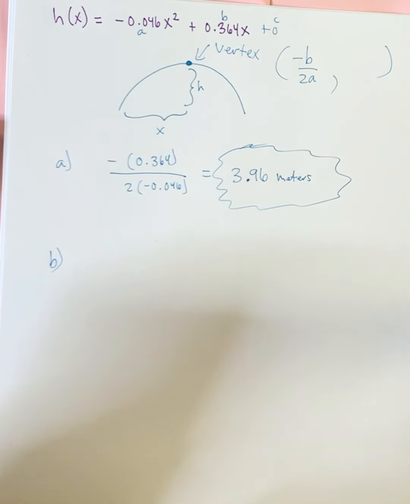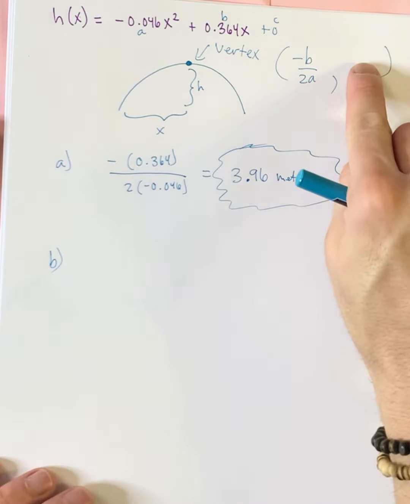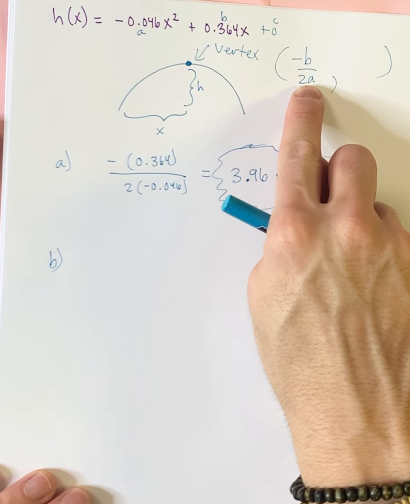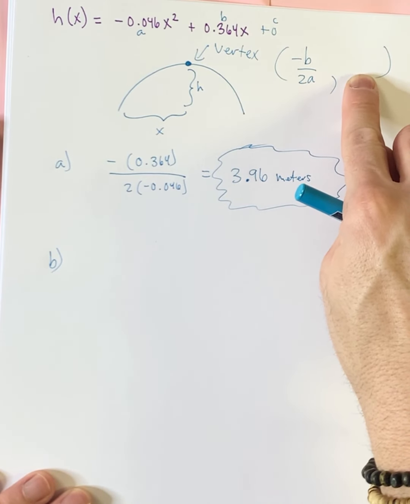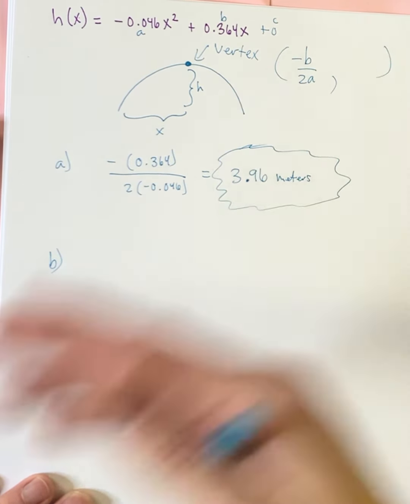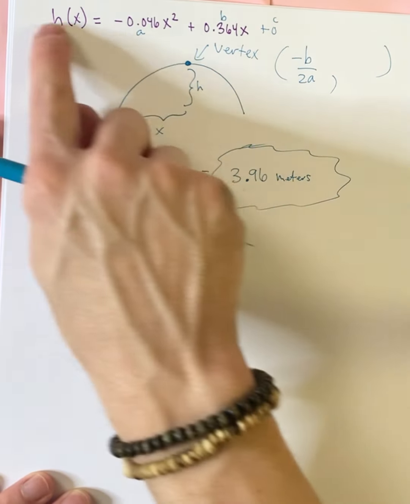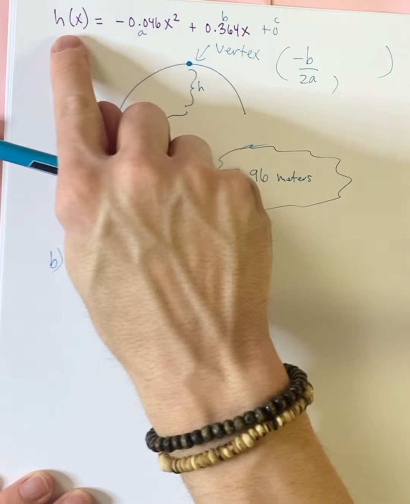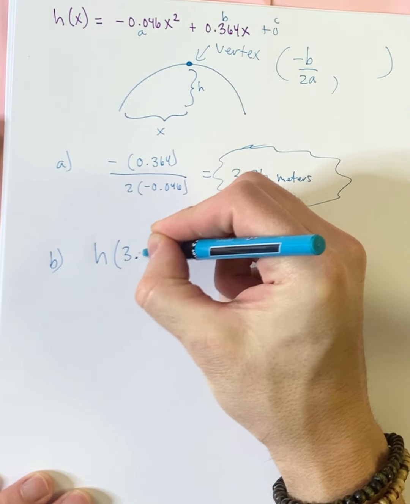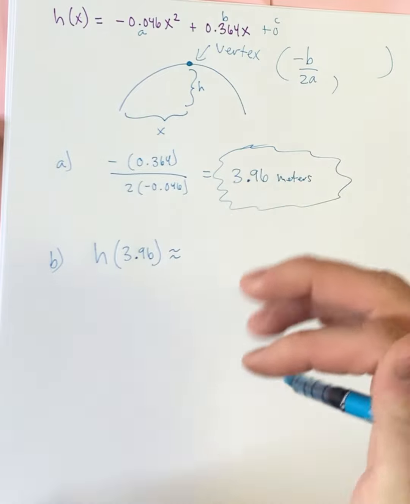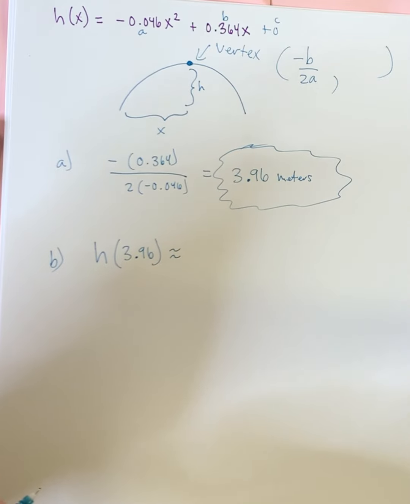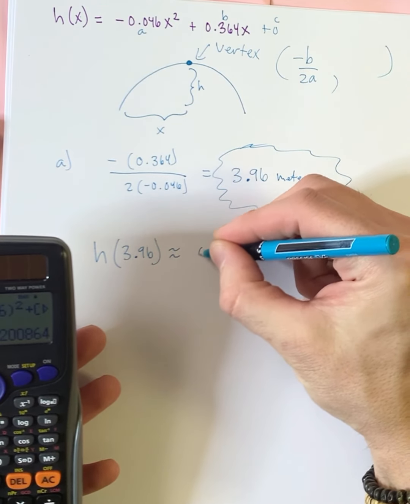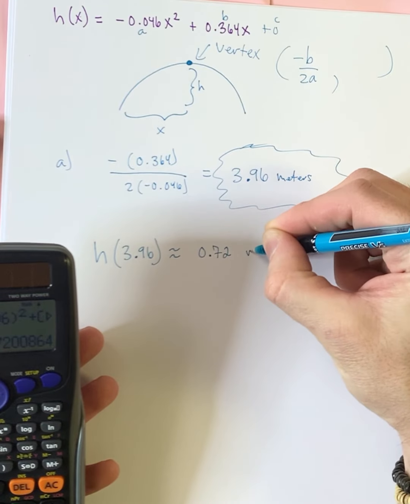And then part B, what is the maximum height that the jumper achieved? So that's the y coordinate. You see, the x coordinate tells you when or where the max height happens. The y coordinate is the actual height itself. So what we have to do is take this number and plug it in here. So we have to evaluate h at 3.96. So what I'm going to do here on the device is take 3.96 and plug it into the original problem. So I got about 0.72 meters.